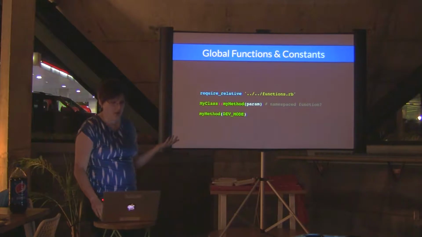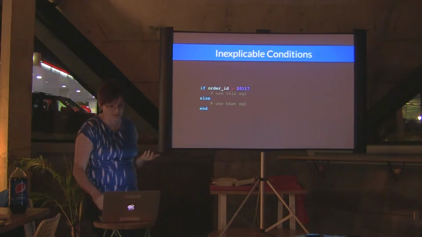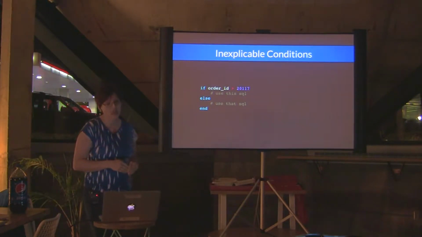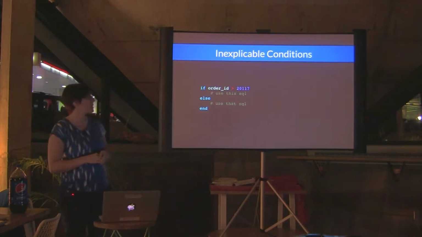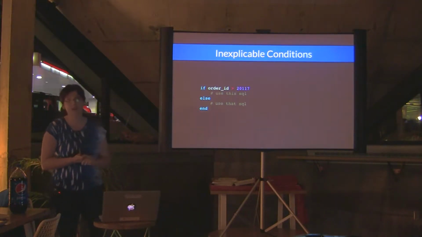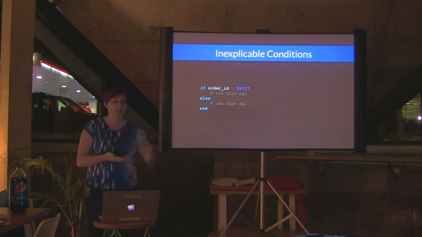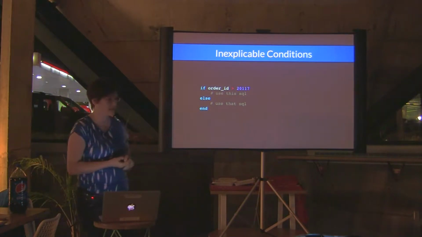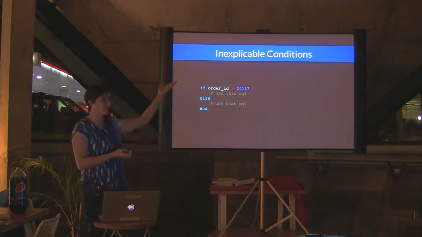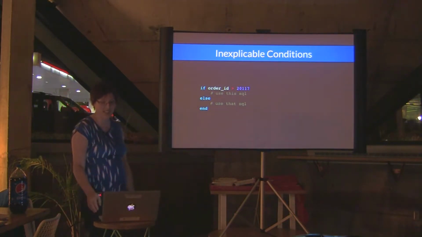So yeah, beware of those global constants. You can also have inexplicable conditions. So if the order ID is greater than 20,117, use this SQL. If not, use something else. What happens on order 20,117?